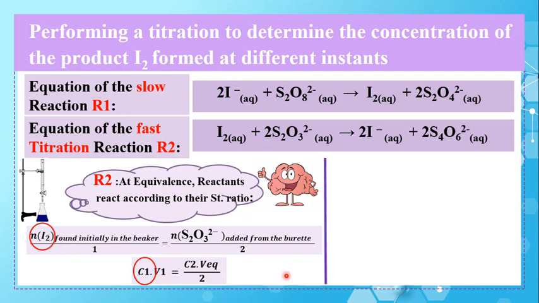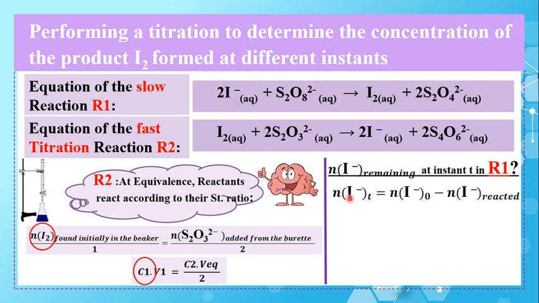In addition, if I'm asked to determine the number of mole of I- remaining at an instant t in the reaction R1, I have to write the relation that I know. The number of mole of I- remaining at an instant t is equal to the number of mole of I- initial minus the number of mole of I- that has reacted. In the reaction R1, the number of mole of I- reacted over 2 is equal to the number of mole of I2 produced over 1. So instead of n of I- reacted, I can put 2n of I2 formed at t.